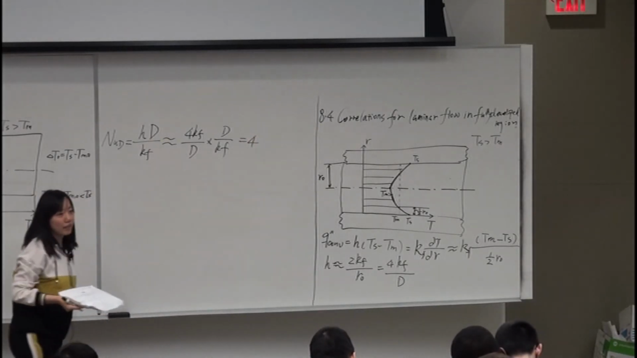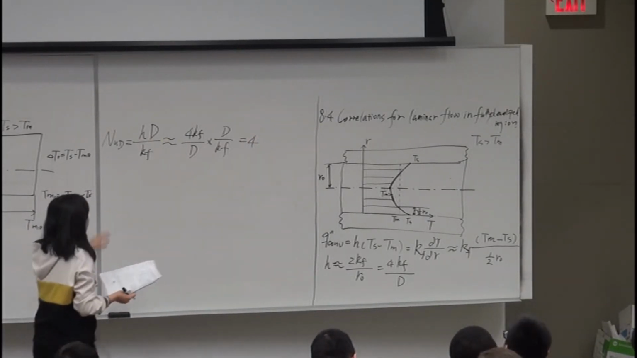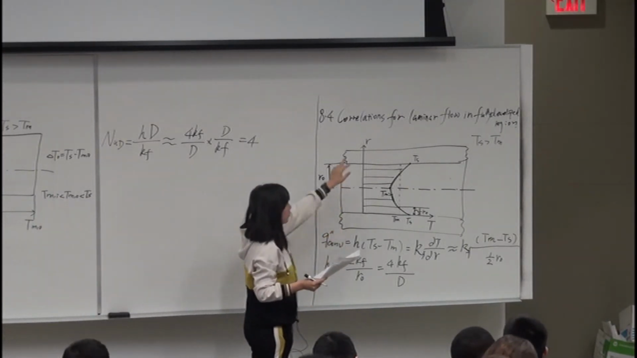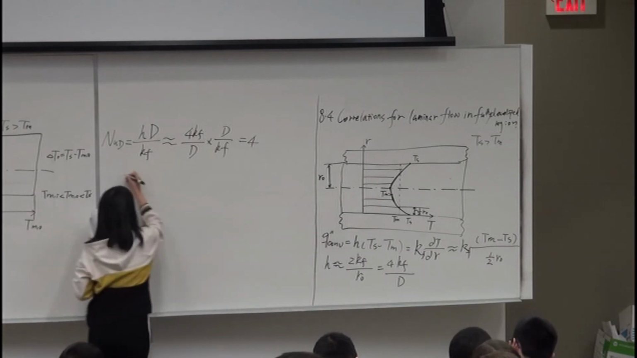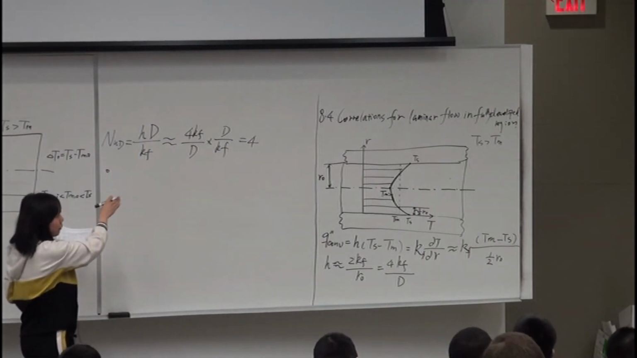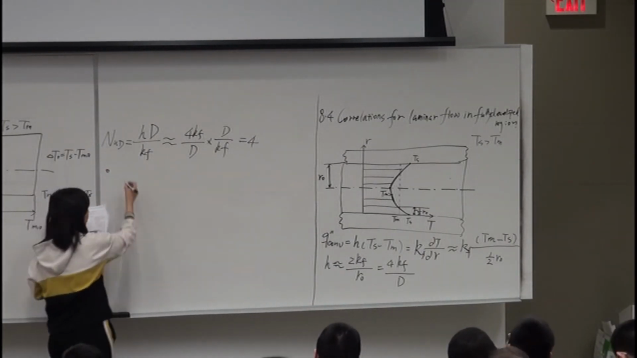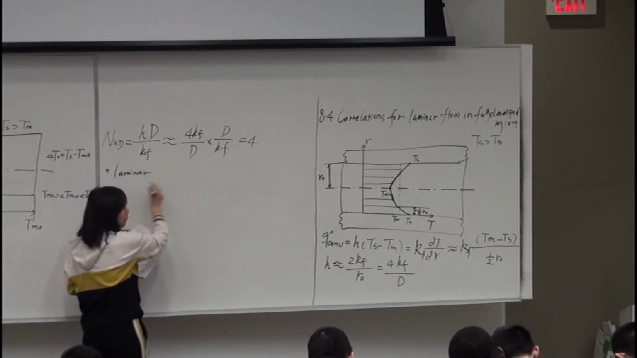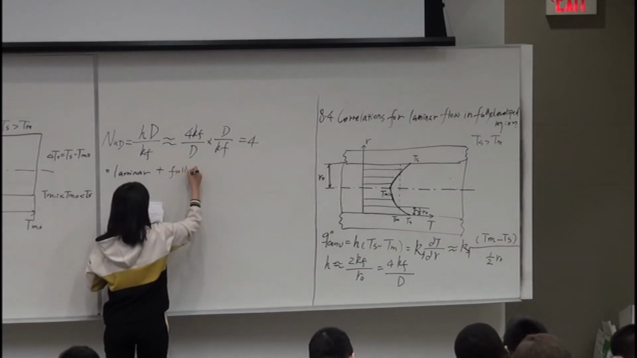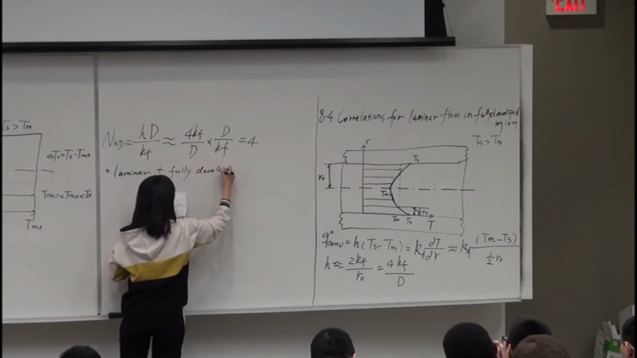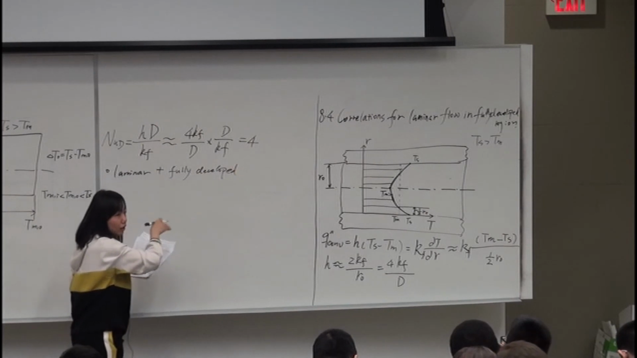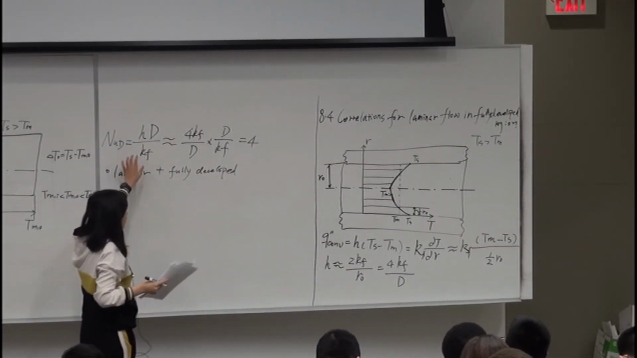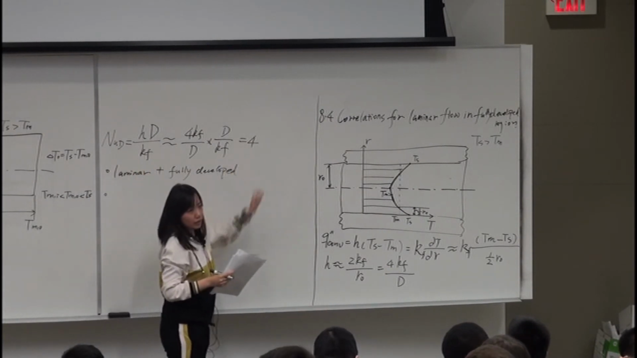We have a constant value of Nusselt number, which is about 4 by approximation for laminar flow. This is not applicable for all cases. First, the approximation is valid for laminar flow and the fully developed region. We will discuss what happens in the entry region later. And we end up with a constant.